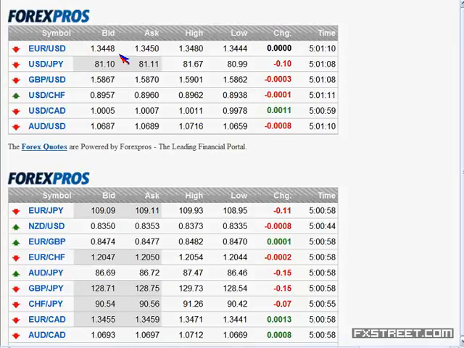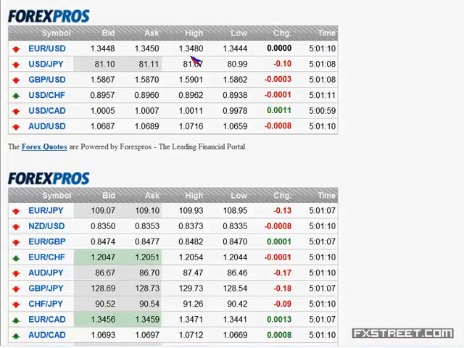Now currently Euro is trading around 1.3448, 1.3450, and the high was 1.3480, the low was 1.5444. You find the net change is 0. It is 5:01 GMT. Now in the case of GBP, 1.5867 and 1.5870 at the current levels. 1.5901 is the high and 1.5862 is the low. 3 pips negative net change is seen. Nominal moves are happening now, and Euro is showing flat condition.